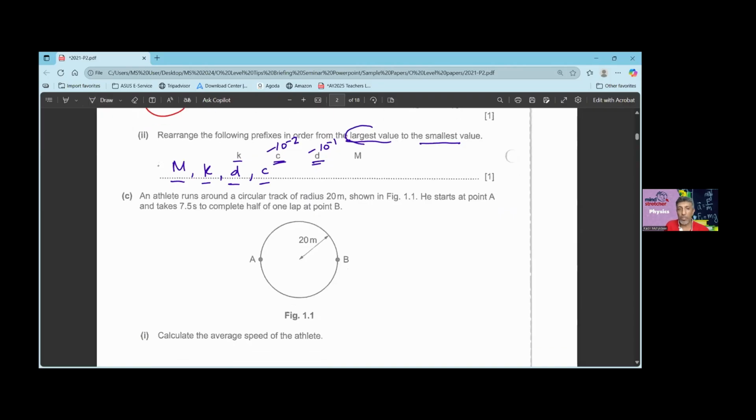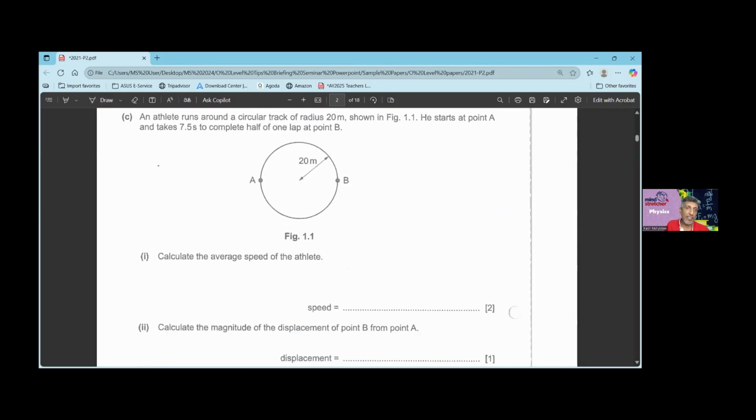Always remember, read the questions carefully. An athlete runs around a circular track of radius 20 meters. I purposely highlight all this so that I don't miss out anything. He starts at position A and takes 7 seconds to complete half of one lap. Look at that, it's not the full lap. He runs from A like this for half a lap only.